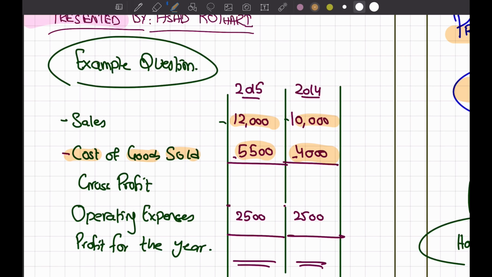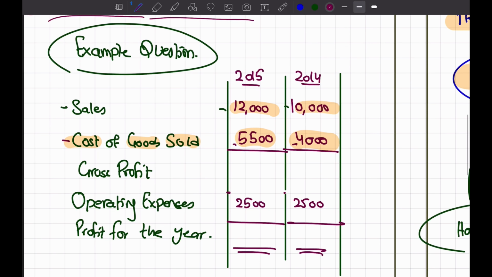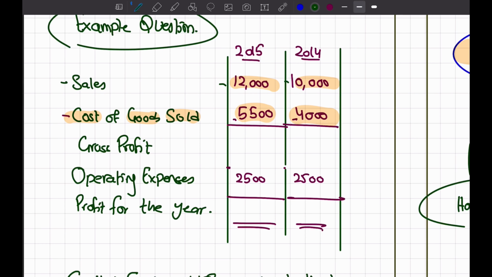The gross profit, हमें gross profit दिया हुआ नहीं है, but it's quite simple to calculate. If I deduct cost of goods sold from the sales revenue, that is 12,000 minus 5,500, that will give me 6,500. And the gross profit in 2014 was 10,000 minus 4,000, and that gives me 6,000. The gross profit has actually increased, which is a very good sign.